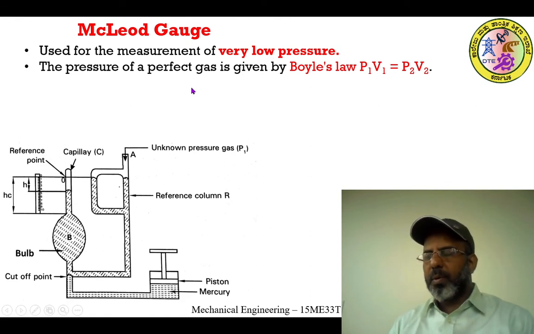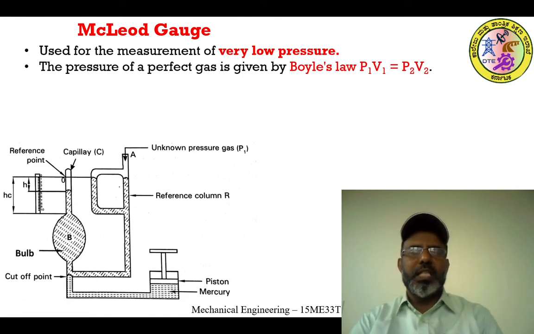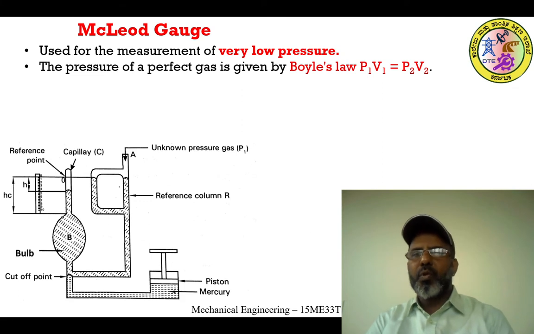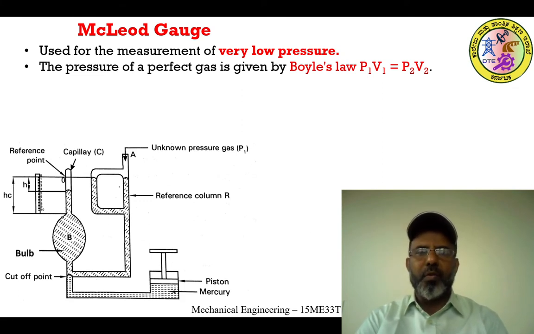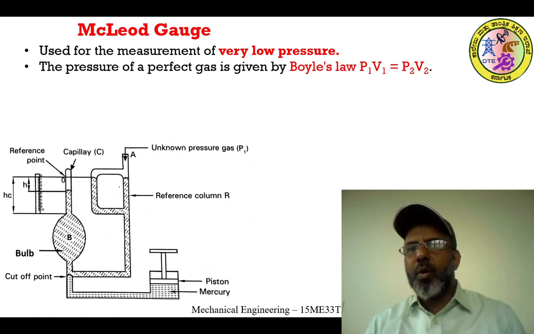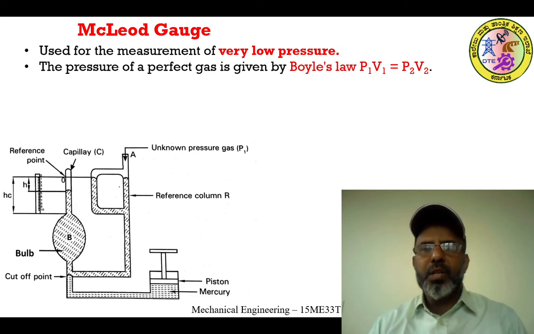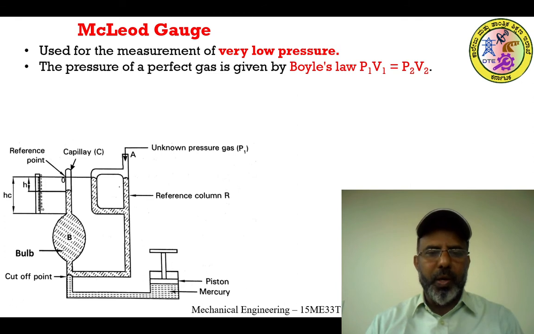First thing you should remember, Macleod gauge is employed for measurement of very low pressure of a gas, and it works on the principle of a perfect gas given by Boyle's law, P1 V1 equals P2 V2. This is the schematic diagram. The various parts are labeled here.